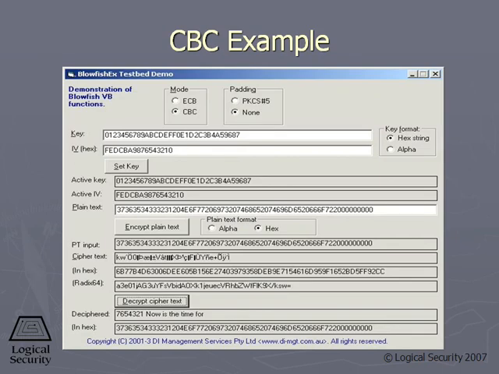So like I said, the developer actually chooses the mode that the algorithm can work in, and it's not just DES. These modes are for different block ciphers.